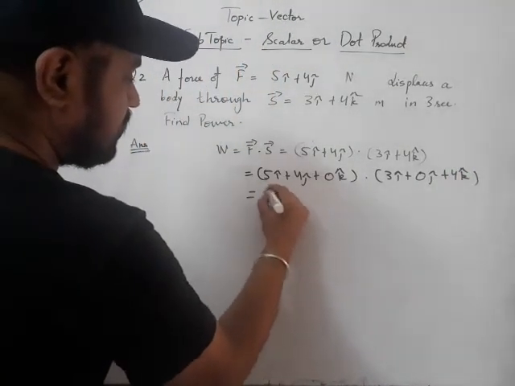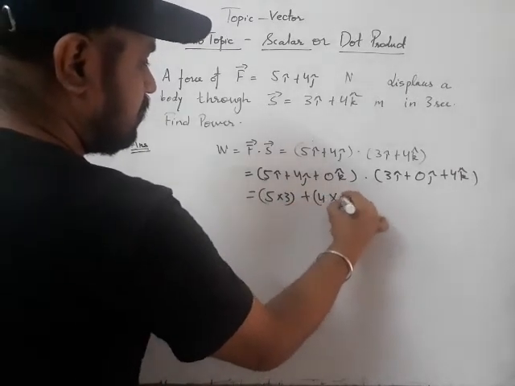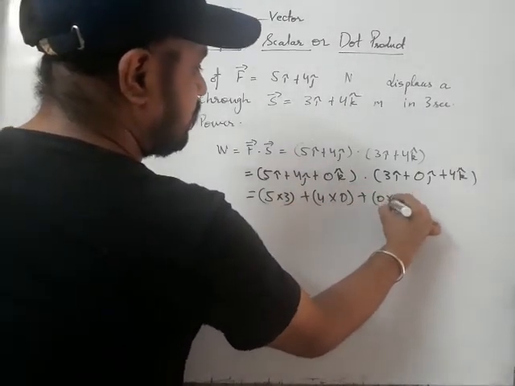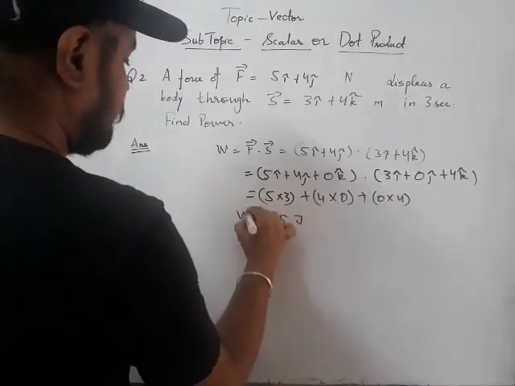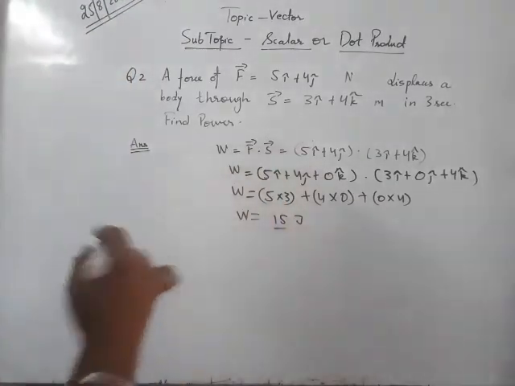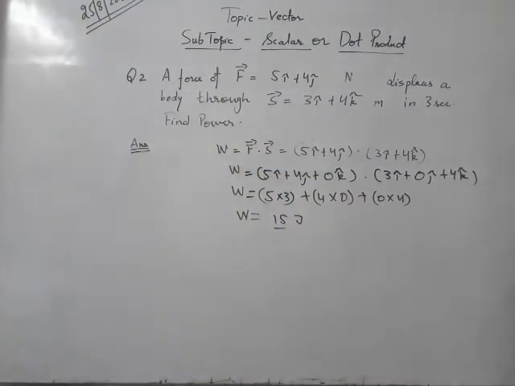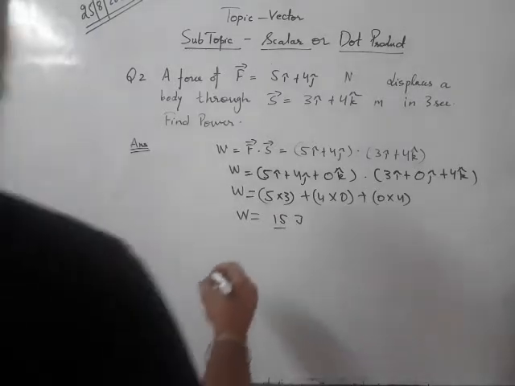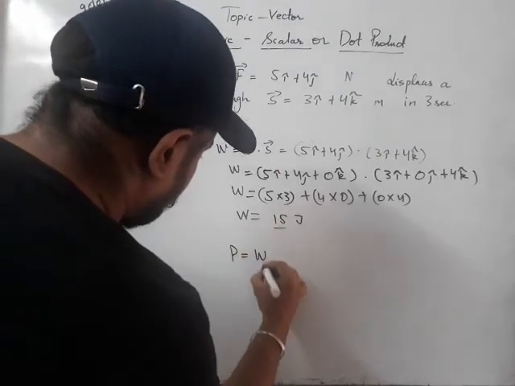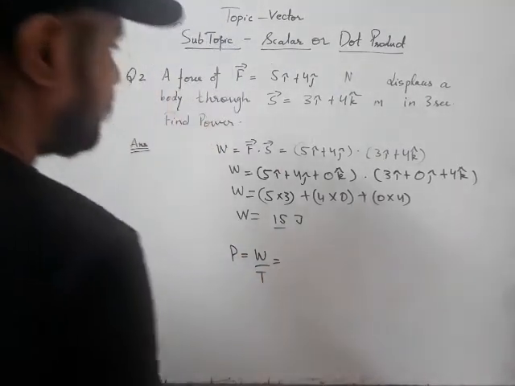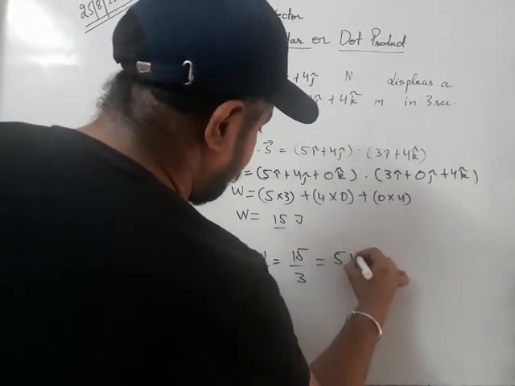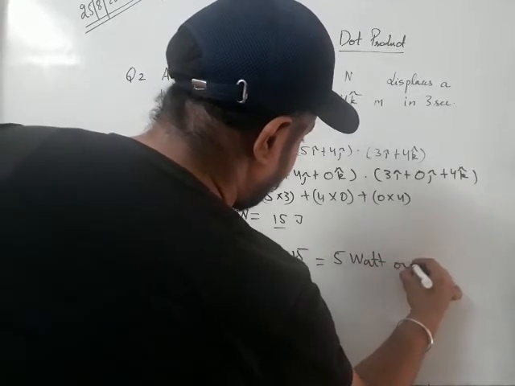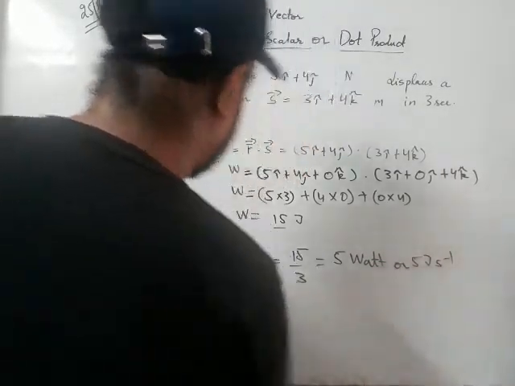5 into 3 plus 4 into 0 plus 0 into 4. It will be equal to 15 joule. Work done, we have to find out first, for finding out power, that is equal to 15 joule. Now after this work done, we have to find the power. So power is another scalar quantity that is equal to work done per unit time or rate of doing work. So 15 by 3, so power will be equal to 5 watt, or you can say 5 joule per second.